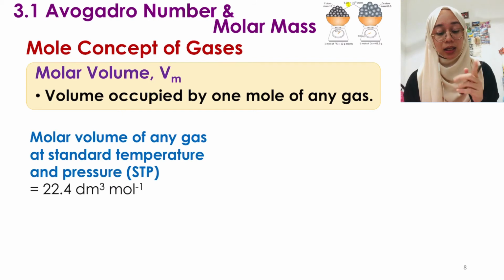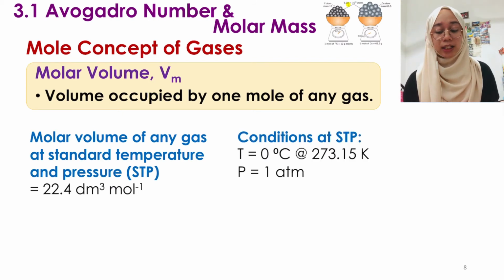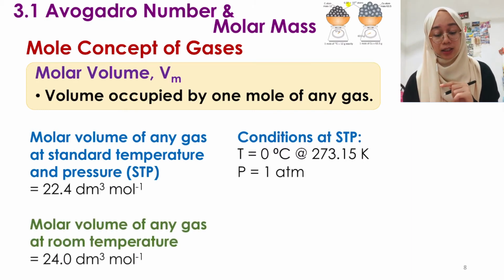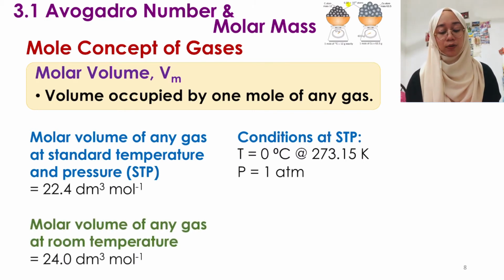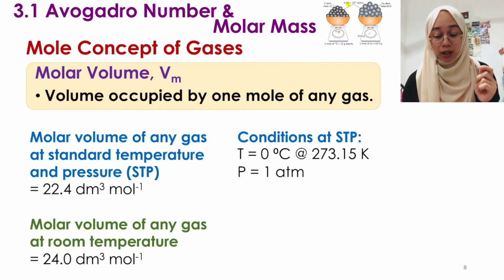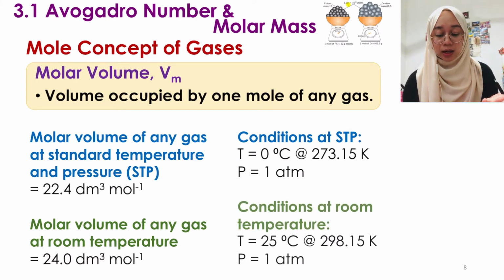Okay, so what exactly is STP? So condition at STP is the temperature is 0 degrees Celsius and also the pressure is 1 atm. Okay, and then there's another condition which is room temperature. Okay, so molar volume of any gas at room temperature pula is said to be 24 decimeter cube per mole. Okay, so meaning for each 1 mole of any gas, it contains 24 decimeter cube. Okay, so condition of room temperature pula, temperature 25 degrees Celsius, pressure sama je macam STP which is 1 atm.